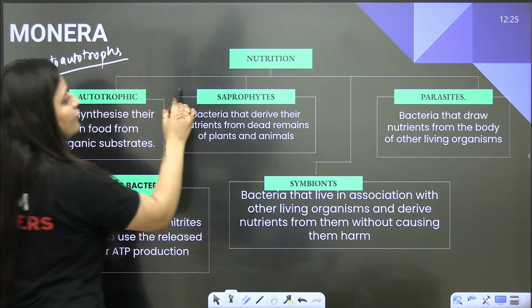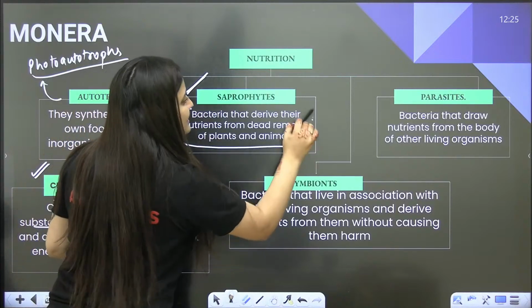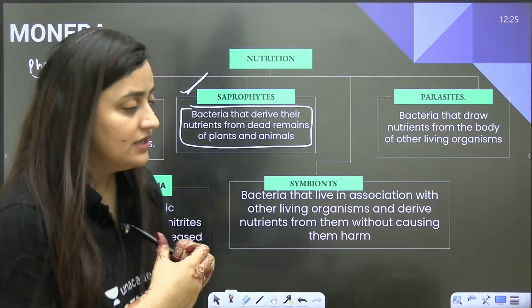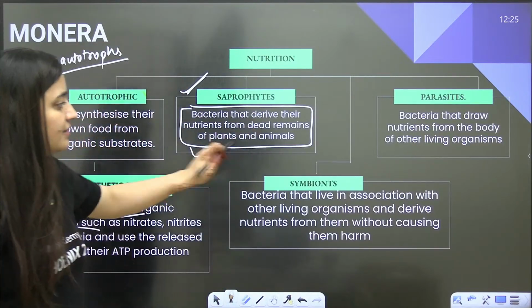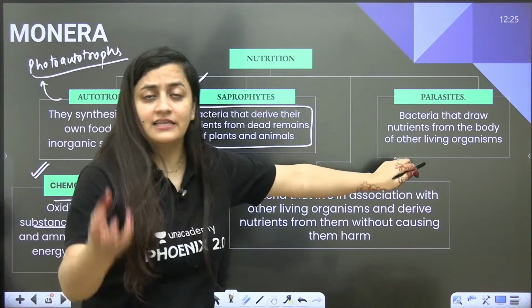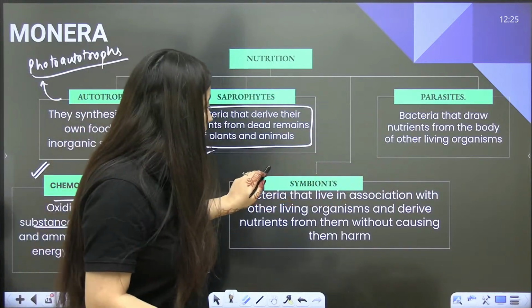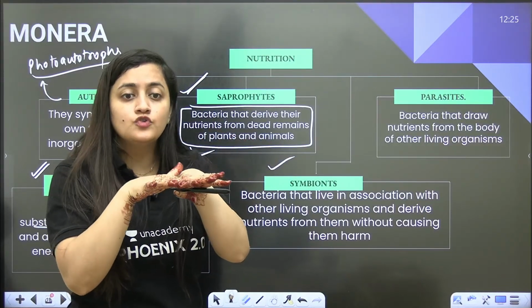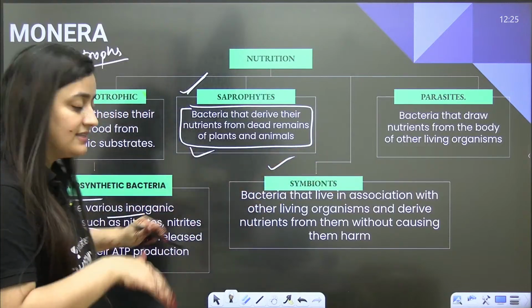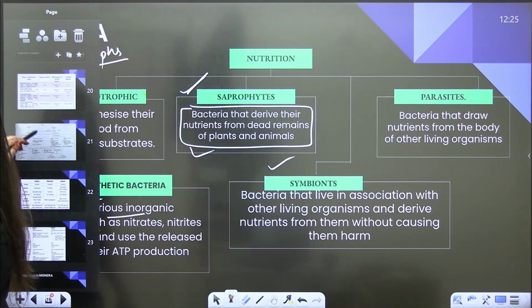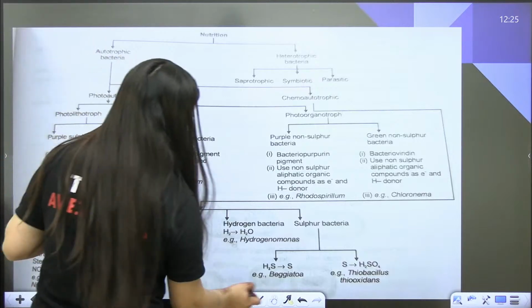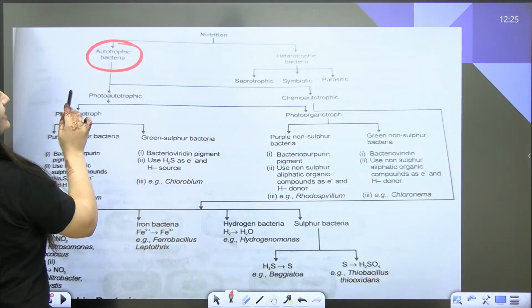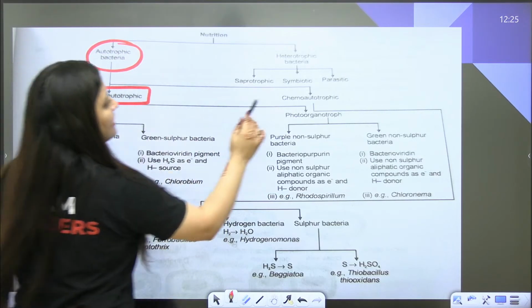In the case of bacteria, you will also see some are saprophytes, which take their nutrition from dead and decaying organic matter. Some are parasitic, taking nutrition from the host plant, and some are symbionts. They live together, showing a mutual association, and take benefit from it. For quick revision, I have added this picture from a book. So, autotrophic bacteria: one is photoautotroph, another is chemoautotroph.